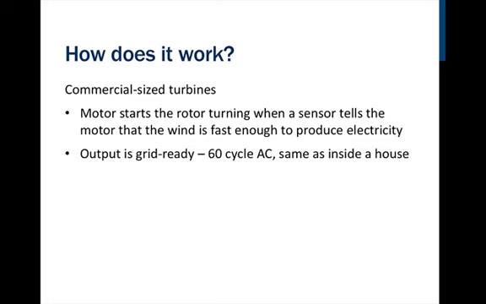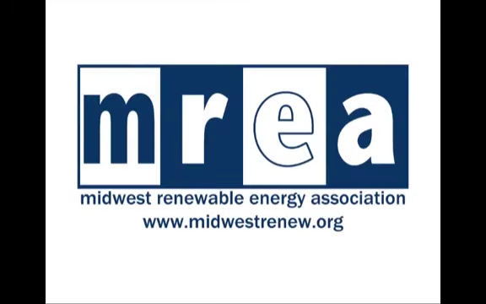When there is not sufficient wind speed, the wind turbine will stand still. In a commercial-sized turbine, once the blades start rotating, they are kept at a steady speed, which causes the output to be grid-ready, exactly 60 cycle AC, which is the same as what comes through your sockets. This eliminates the need for inverters to match the 60 cycle AC before the energy can get passed along to the grid.